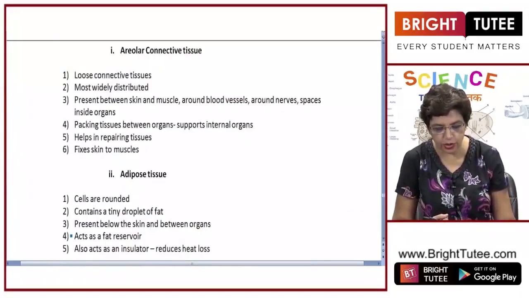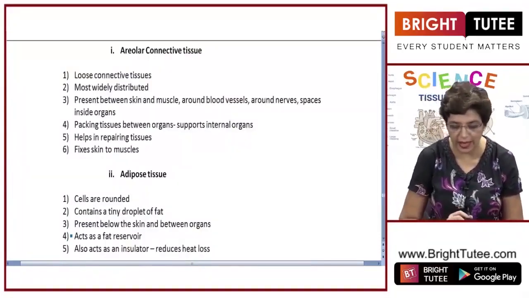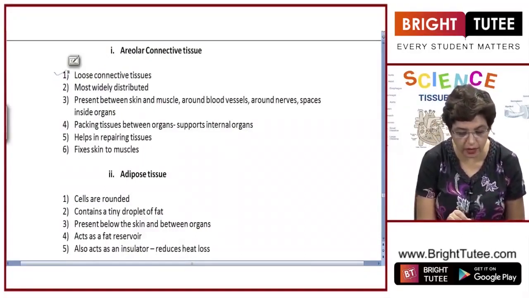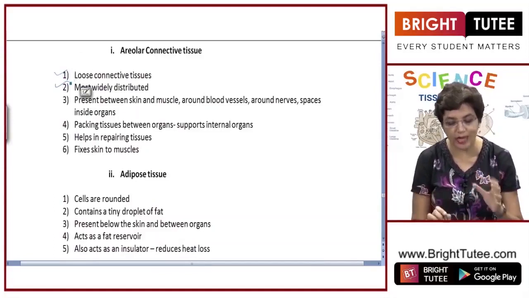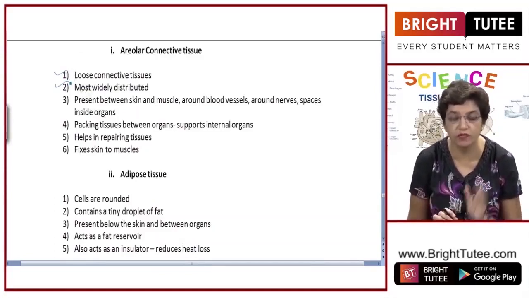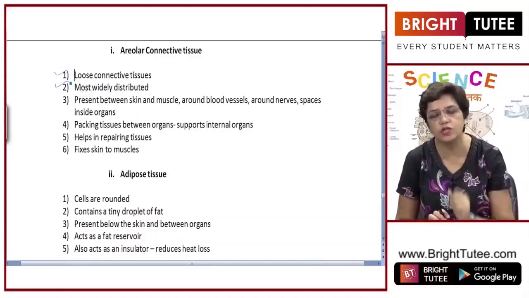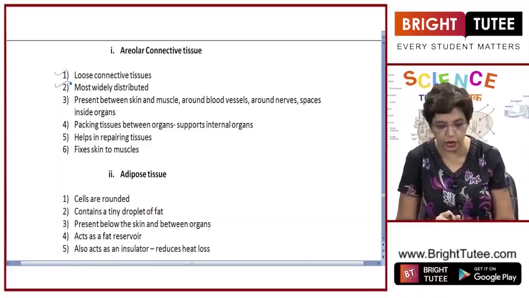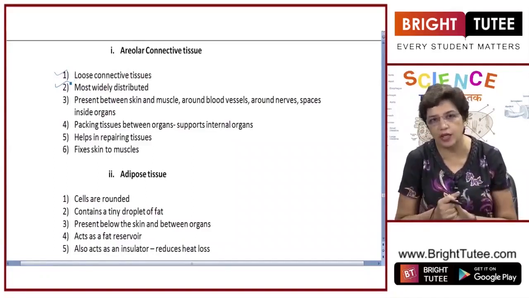Next, the other two types of connective tissues are areolar and adipose. Areolar, they are loose connective tissue. They are the most widely distributed tissue in our body. So if the question is asked, which is the most widely distributed tissue, most widely found tissue in an animal body, that is the areolar tissue, because it is actually the packaging tissue.